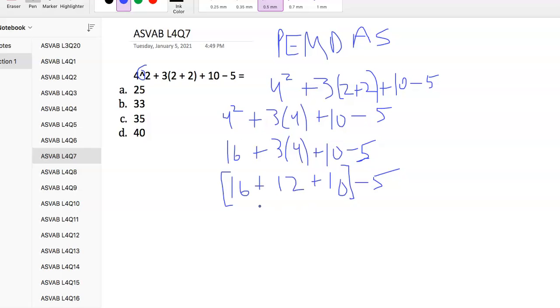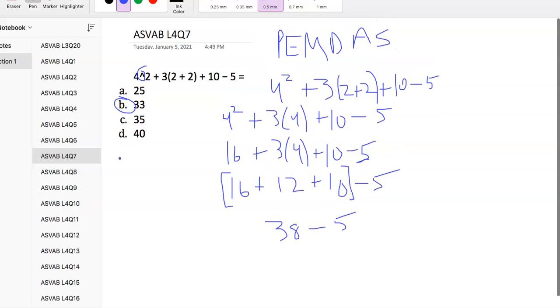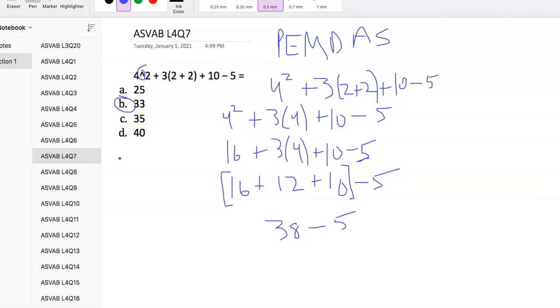So 16 plus 12 is 28. 28 plus 10, 38, minus 5 gives us 33. Answer B. Okay, so that's how we do that one. And we got to remember, PEMDAS is big. You got to know what it stands for. Follow the rules. The math part is really simple.